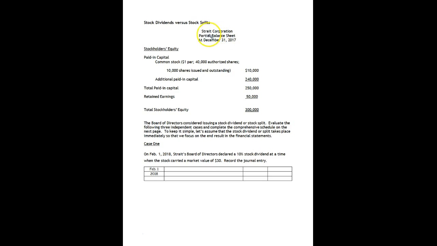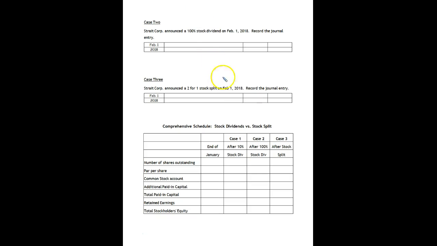So let's assume that we have a stockholders' equity section of a balance sheet with these beginning balances. And we're only going to have paid-in capital and retained earnings. I'm going to ignore treasury stock in this illustration. These are the balances before any dividend or any stock split. So let's go to the next page because we're actually going to compare three different scenarios with the original.